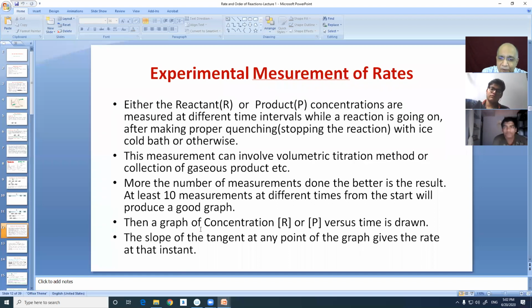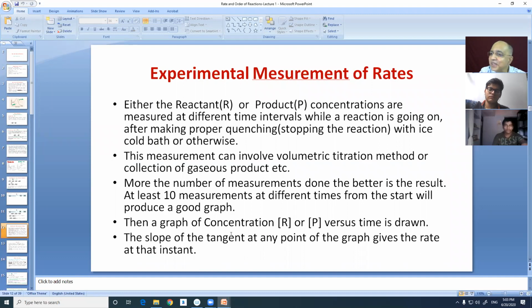Then a graph of reactant concentration or product concentration versus time is drawn manually. People draw. Now they can use the Excel file to smooth the graph. The slope of the tangent at any point of the graph gives the rate at that particular instant.